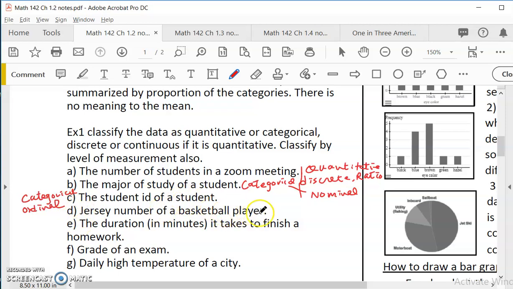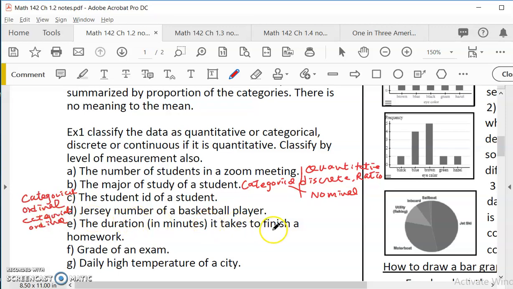D, jersey number of a basketball player. So it is also a number. Is it quantitative? Is it measuring anything? No, it's a jersey number. So very similar to student ID. It's still categorical. It's categorized. It's almost like a name. And is it ordinal? Yes, it is a number, so you can order it.